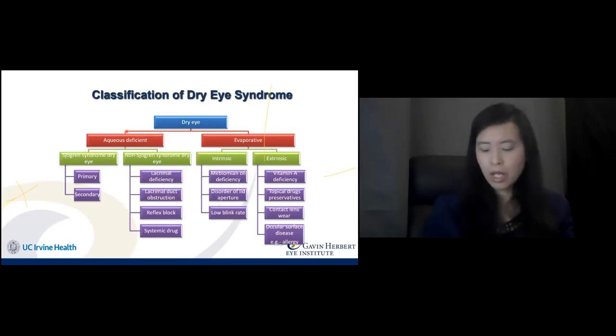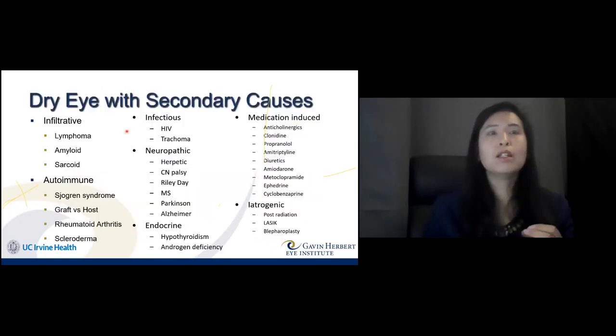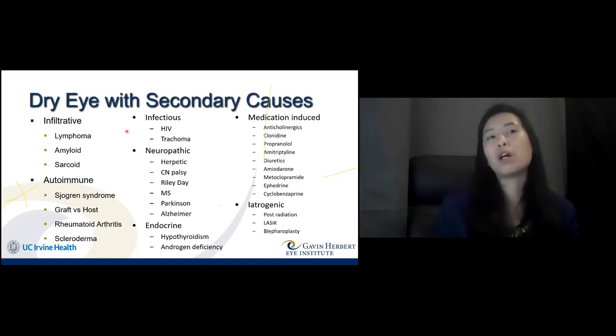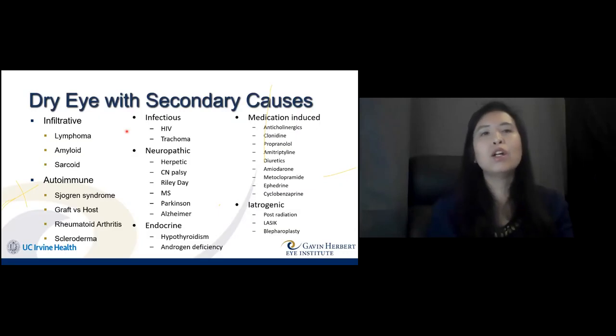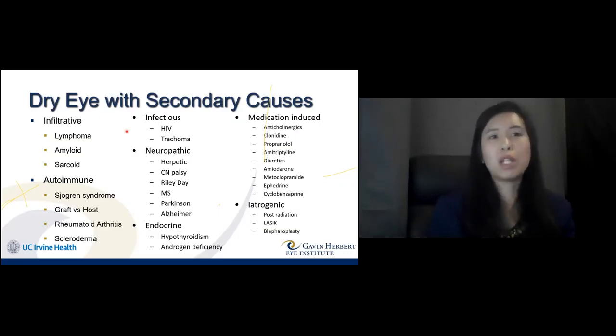Okay, so I also want to show you this slide, that there are so many secondary causes of dry eye. In other words, there is something else going on with you, and dry eye just happens to be a symptom of that disease or a side effect of that medication.